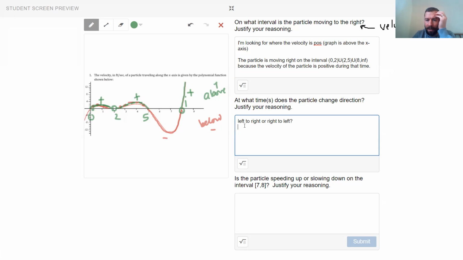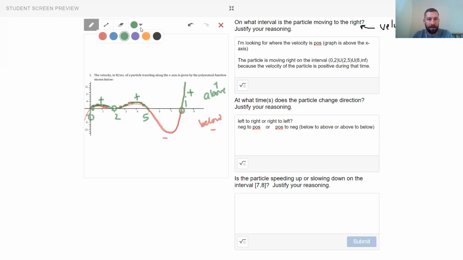So when I think about something like this from left to right, I'm thinking from negative to positive or positive to negative. And I'm not talking about the slope again, because slope actually tells acceleration here. I'm talking about the y values, right? So it's got to actually change from below to above or above to below. And let's see if that happens in this graph at all. And this time I'll annotate this with purple.